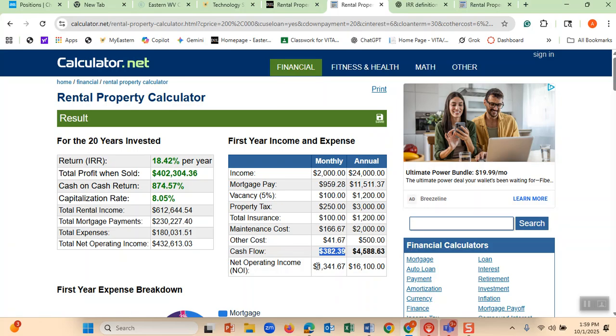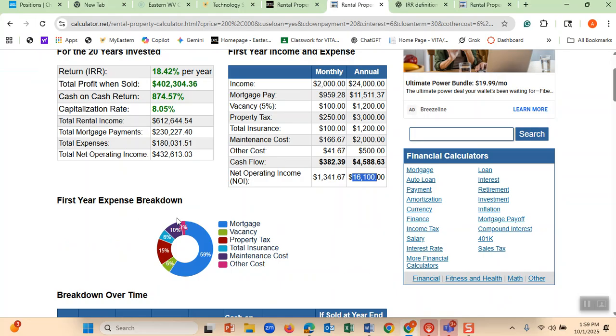This is the annual, and this is net operating income. Where does this net operating income, NOI, come from? You take this $2,000, forget about this mortgage, you subtract the rest of these numbers, $100, $250, all of these from $2,000, that is called net operating income. And of course, out of this net operating income, you have to pay $959 to the bank, and that's where this number comes from. And therefore, annually, it will be like this. And as you see here, it will show you the expenses that you have. Very nice chart and very nice graph.